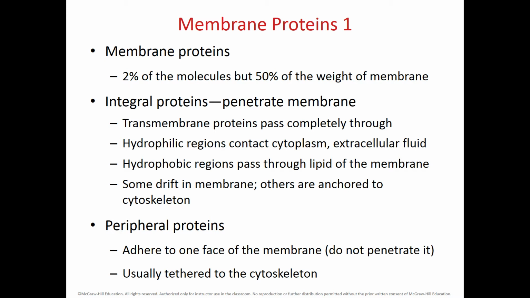So we have integral proteins that penetrate completely through the plasma membrane, also known as transmembrane proteins. And then we have peripheral proteins that only adhere to one face of the membrane, but do not penetrate it like the integral proteins. These peripheral proteins are found on the inside of the cells and are tethered to the cytoskeleton.